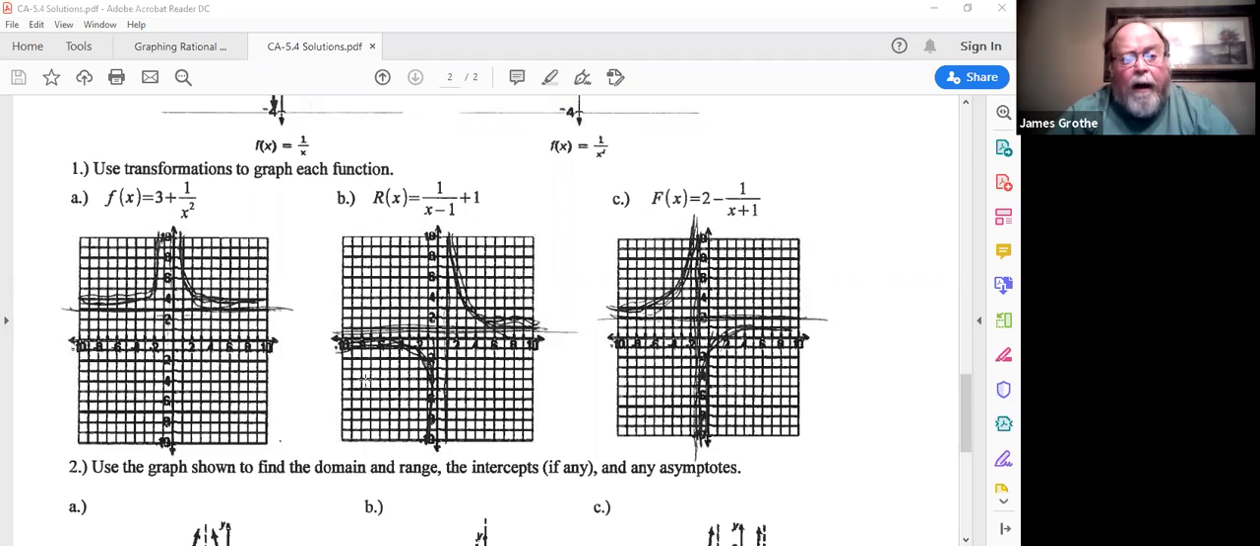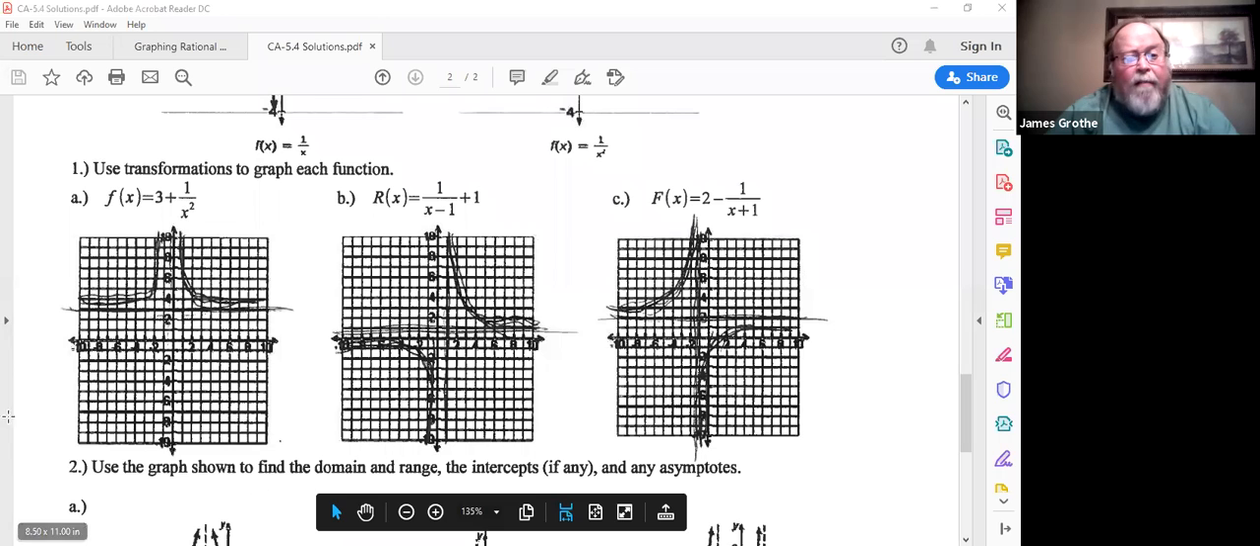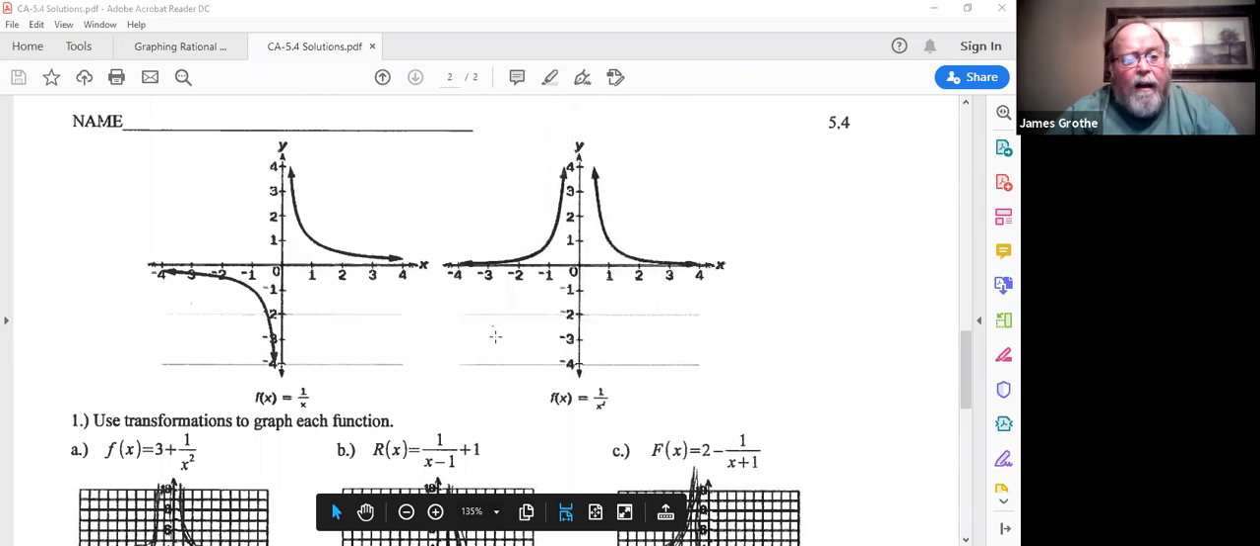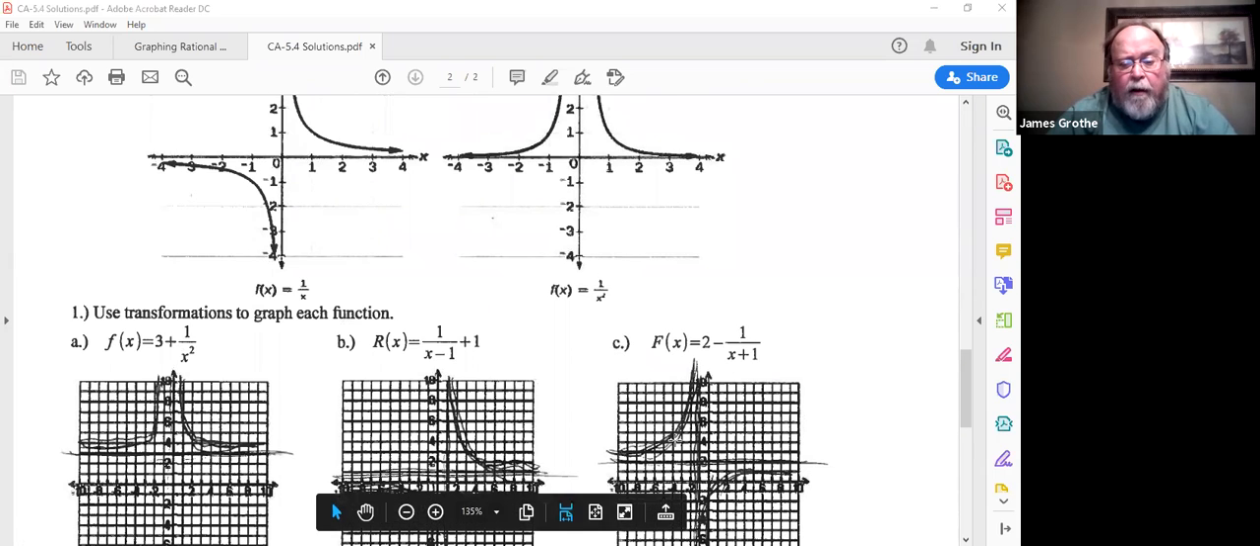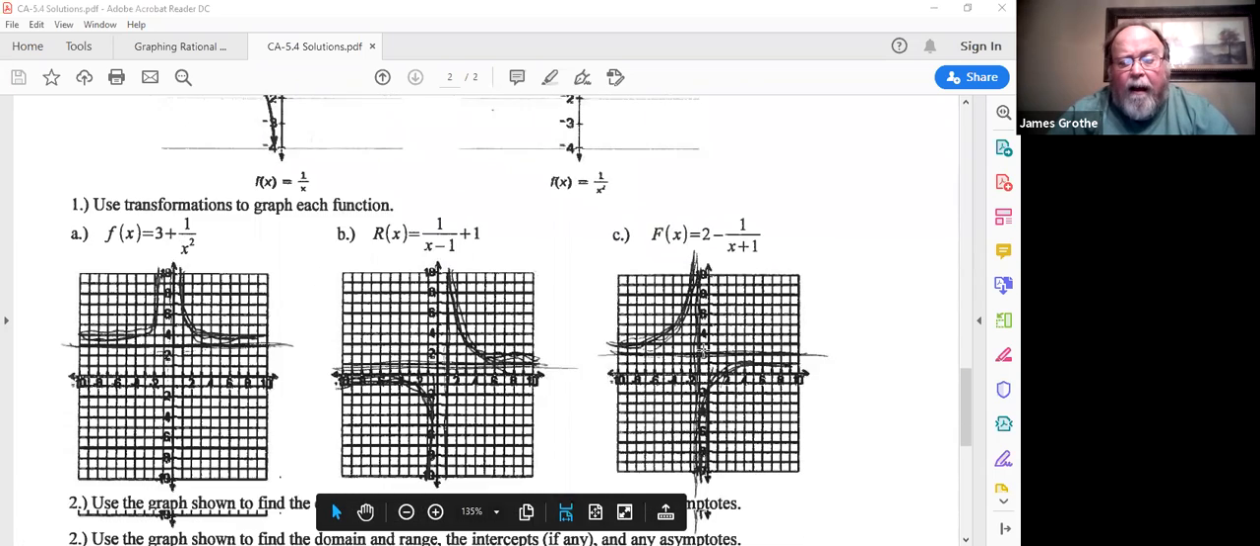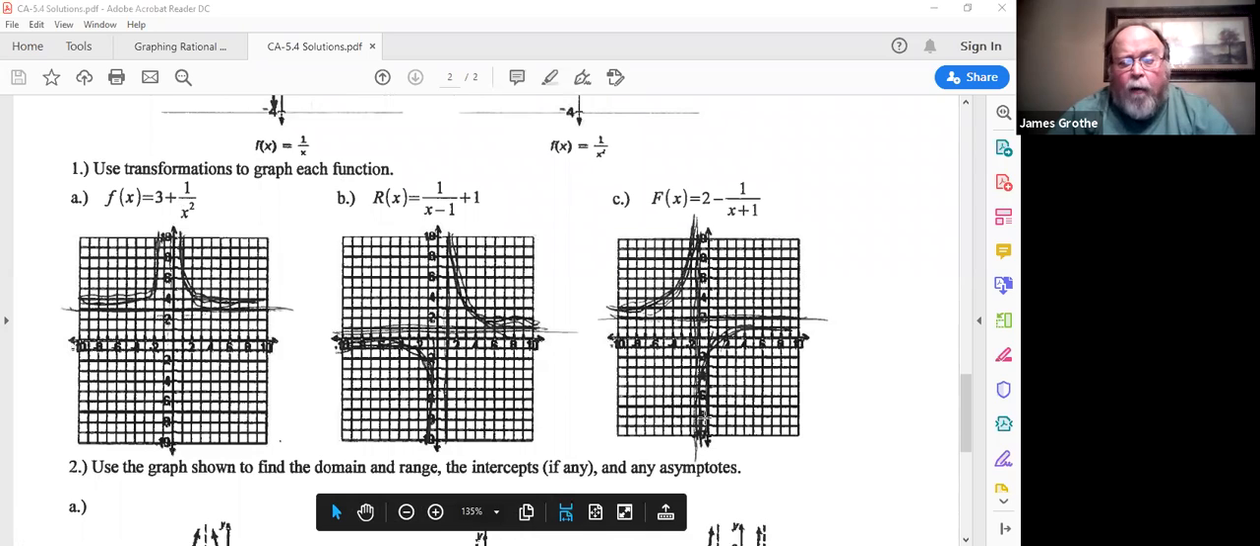So that's why in this graph, we see the negative side of the y-axis being flipped up into what would be the third quadrant, and the positive side of the y-axis being flipped down into the fourth quadrant. That's why you see the curve up here in the upper left and lower right.